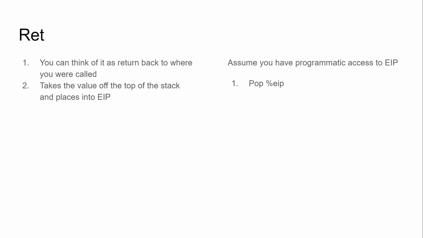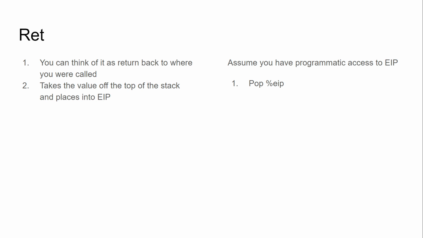So if the value on the top of the stack is not where you want to return to, what's going to happen? If, for example, the value 13 was on the top of the stack and we did a ret, what's going to happen? We're going to go to location 13 in memory and start execution there, right? Or if the value 500 is on the top of the stack, you'll pop the value at the top of the stack, 500, and place it into EIP and then begin execution at location 500, right?